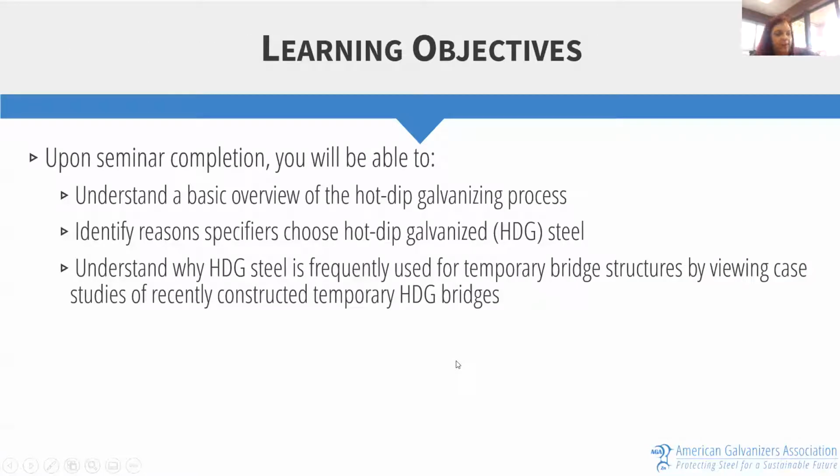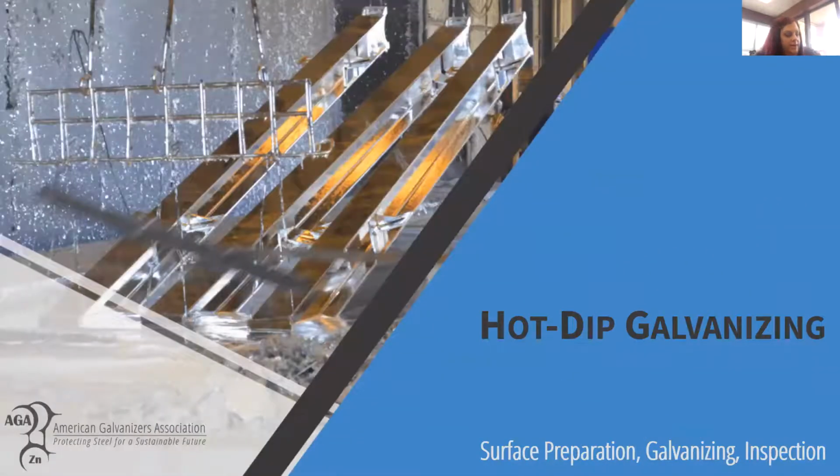Here is the goal of my 20 minutes or so: to understand a little bit about galvanizing, to know why specifiers might choose to use galvanized steel, and then to show you some case studies of temporary bridge structures to understand why even in a temporary bridge, galvanizing might be beneficial. To start, I want to make sure that we all understand the hot dip galvanizing process and what we're talking about here.